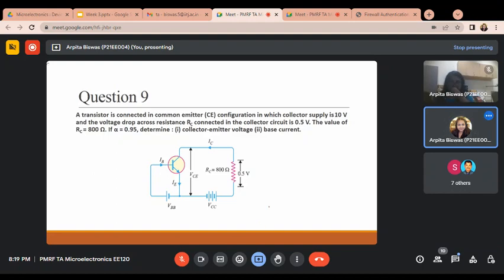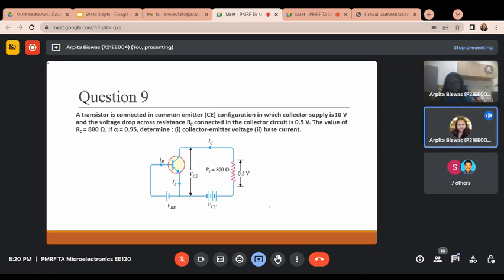Here I have just changed the alpha value and the VCC value, and all the things are same as the previous class. So it will also check how carefully you have listened in this class. Those who have listened carefully can give the answer easily.